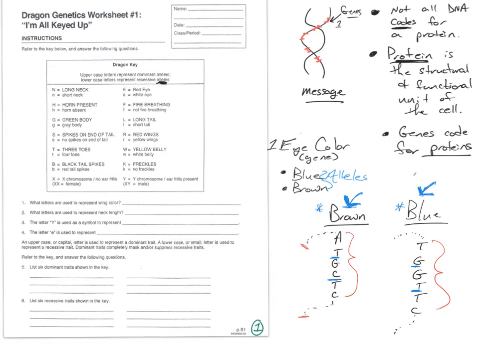Yes, Ramir? So is that how some people end up with two different colored eyes? No, that's a completely different situation we're not going to talk about. But it's a good point. That does happen. We're keeping this simple.